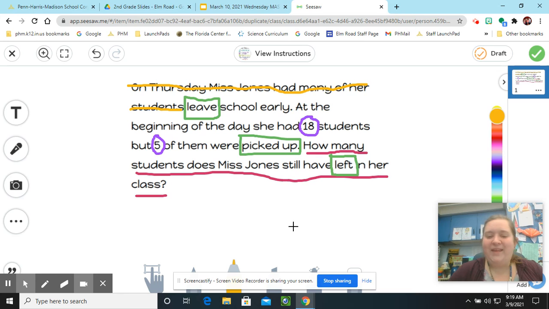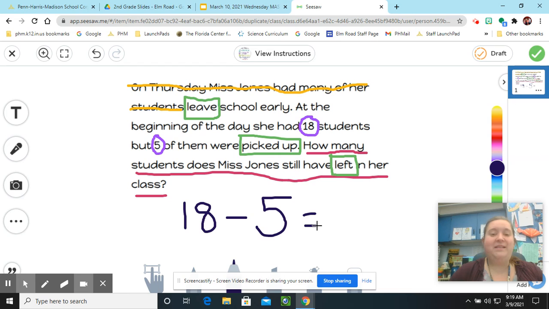So I think that I'm going to write a number model. So I am going to write that down here in the space that I have. I know from looking at the problem that she had 18 students. That is the highest number, so that's what I'm starting with. I know that 5 of them left school, so if they're leaving, they are going away, so that tells me that's subtraction, and all I have left to do is subtract and solve the problem.